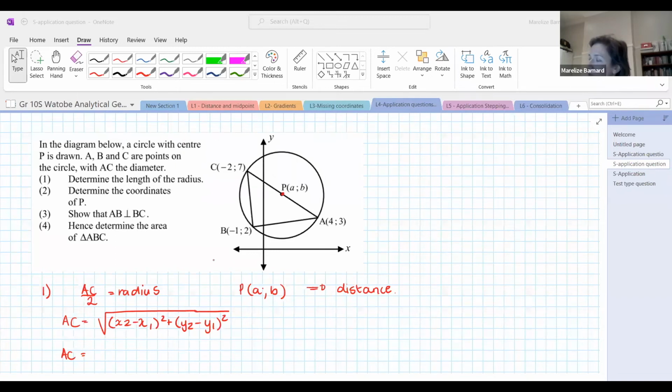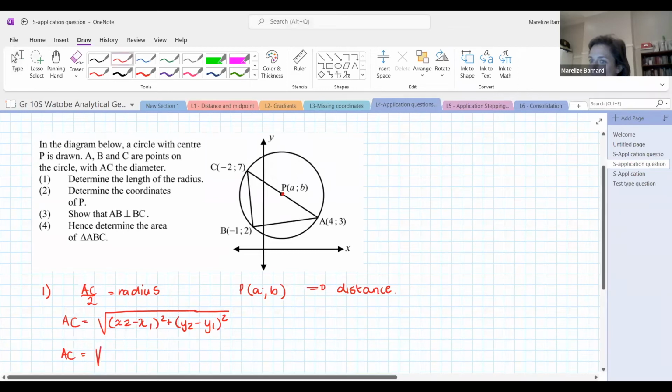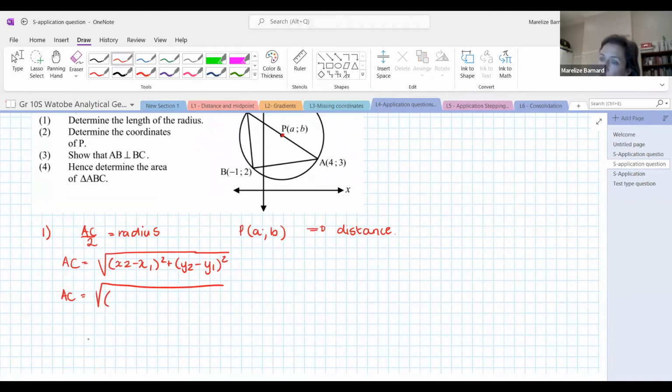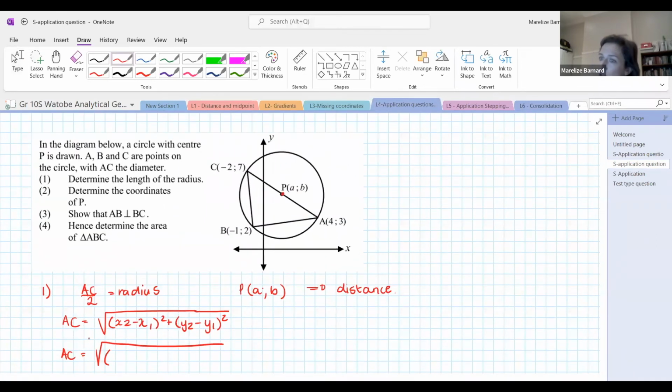Okay, I think a few of you need to really check what you are doing on your calculator. So step 1, we're going to substitute in. Check that your substitution is right and that you put it into your calculator correctly. (-2 - 4)² + (7 - 3)². So that's what you should put into your calculator.